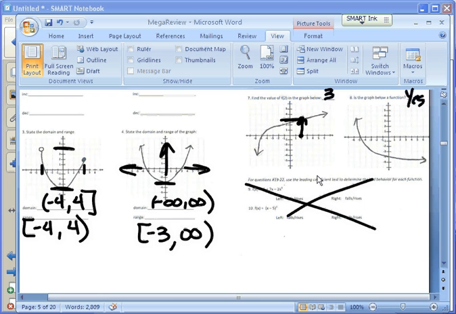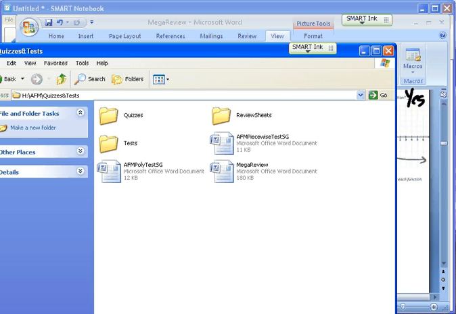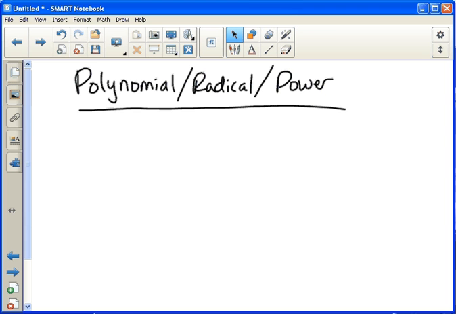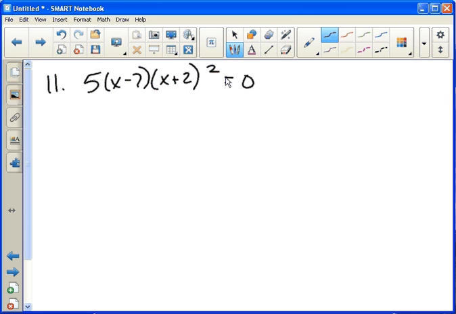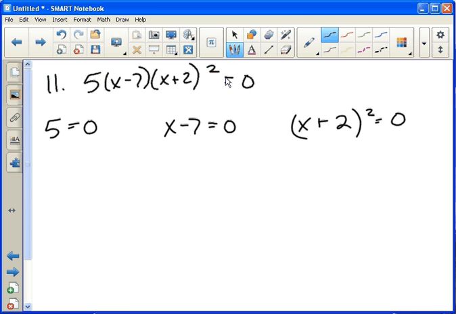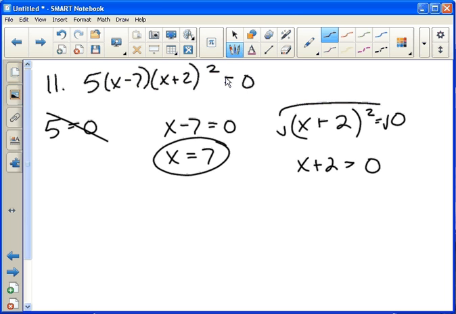Oh, wrong part. Let's see. Okay, here we go. Number 11. It says find the zeros by hand. So we set this equal to 0. We set each individual piece equal to 0. Okay, 5 equals 0 makes no sense. I'm going to ignore that. Here I add 7 to both sides. Here I take the square root of both sides, and square root of 0 is just 0. So then I subtract 2, and I get 7 and -2.